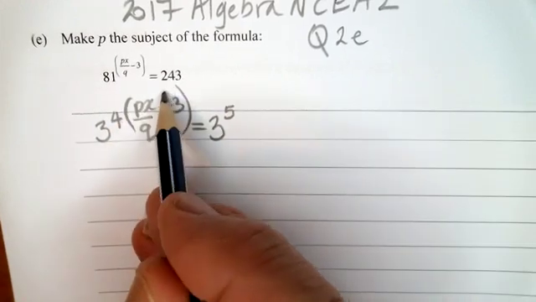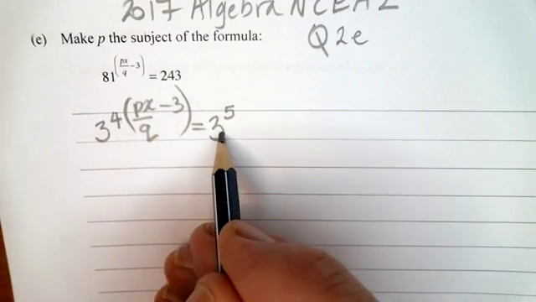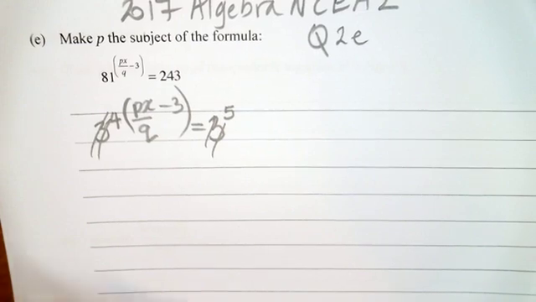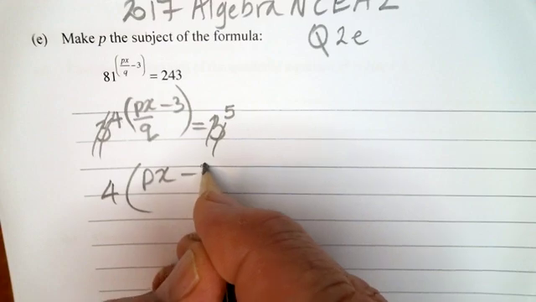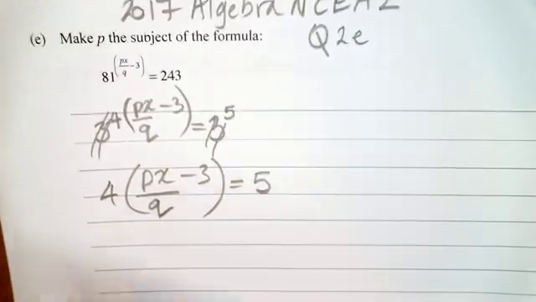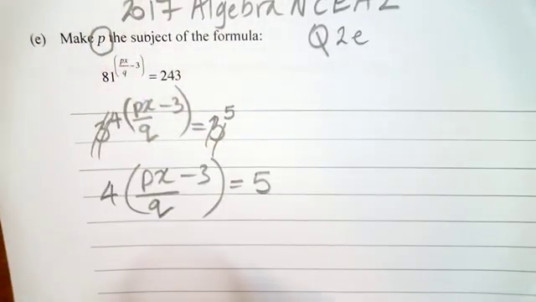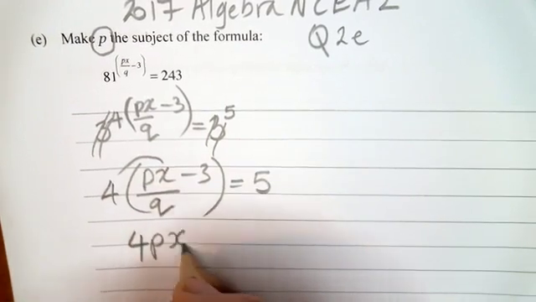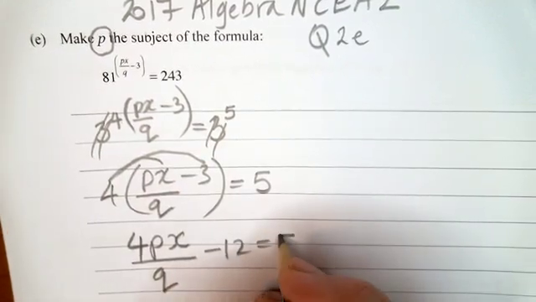So this is all as a power, of course. So notice now I've got the powers, the bases are the same. So I could actually just cross out the bases and just solve for the powers. So I've got 4 times px on q minus 3 equals 5. Now, as the question says, we're solving for p. So I'm going to expand this out. 4 times px is going to be 4px, still on q, and 4 times negative 3 is negative 12, and that is equal to 5.